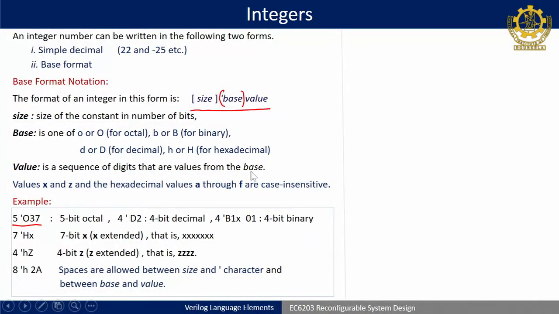So value is what you want to display. Here, you will see it's the sequence of digits that are the values from the base. So 5'o37 indicates, in this example, an octal value of 5-bit length. Similarly, a decimal value of 2, which is of 4-bit length. Here the underscore is given for readability, so the tool will ignore it and it will be treated as 1x01.